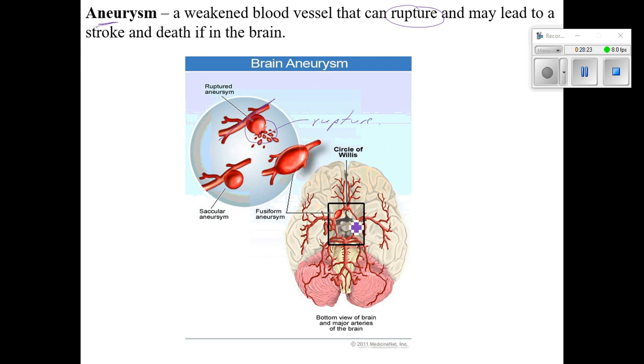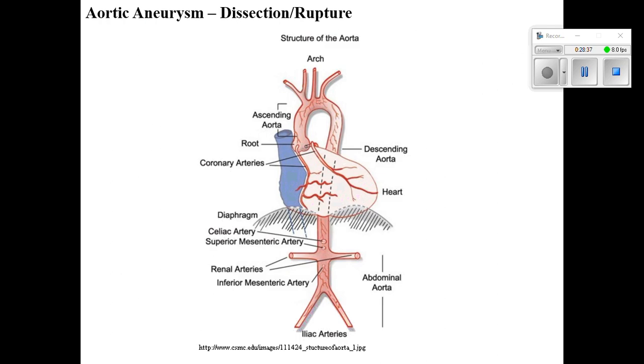So this is definitely a problem in the brain. And that's the sort of thing that could lead to a stroke and lead to death as well. Not too much to do in terms of a treatment for this one, where you can get in there and kind of fix that problem.